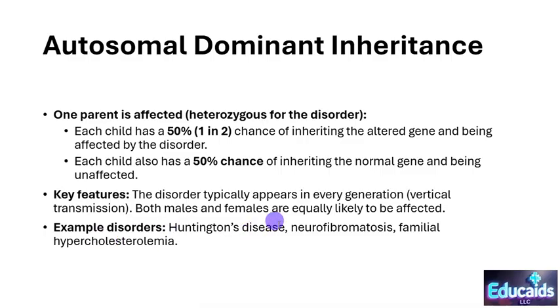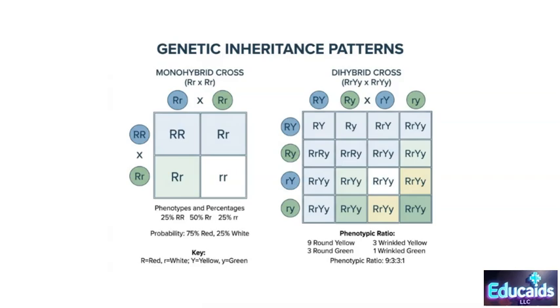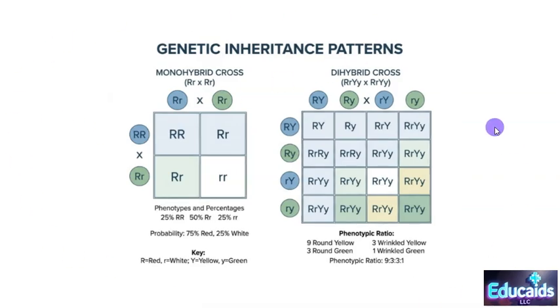Some examples of Huntington's chorea, neurofibromatosis, and high cholesterol. And then recessive, you basically got like a 1 in 4 chance. If only one parent has it, 50% chance if two parents have it. And you guys have probably seen these genetic inheritance patterns before.